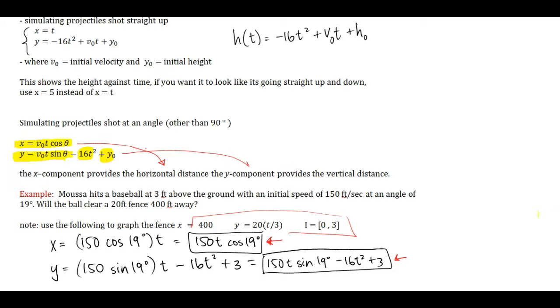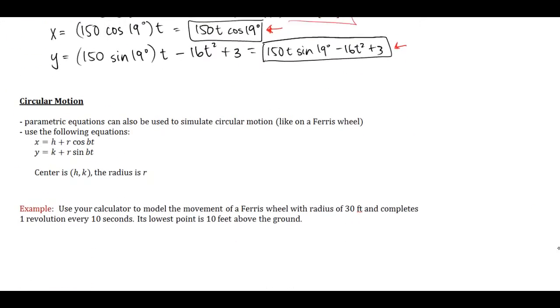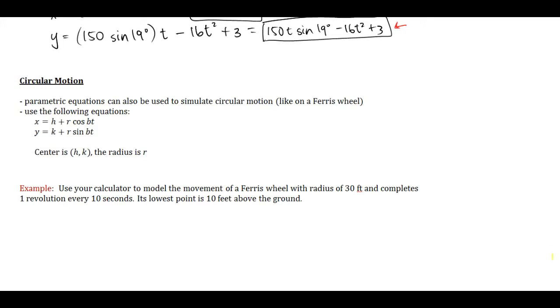Now, that's a lot of info, and they're definitely my favorites. I'm just going to skim over the last thing here. Circular motion. 2 more parametric equations. We can use parametric equations also to do circular motion, and so it's always fun to do a Ferris wheel problem. And here are your 2 equations for your Ferris wheel type problems.